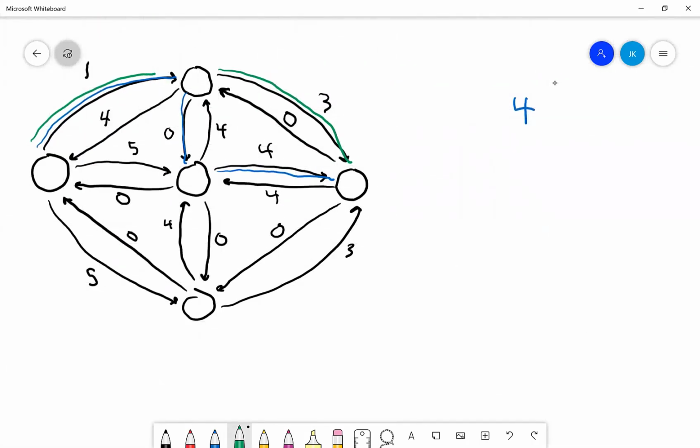Okay, so the green path here, we can only get 1 unit through there. And we will adjust all of the capacities along the way. So this 1 becomes 0, and we add 1 in the reverse. And instead of 3, this one up here will become 2, and we will add 1 in reverse.